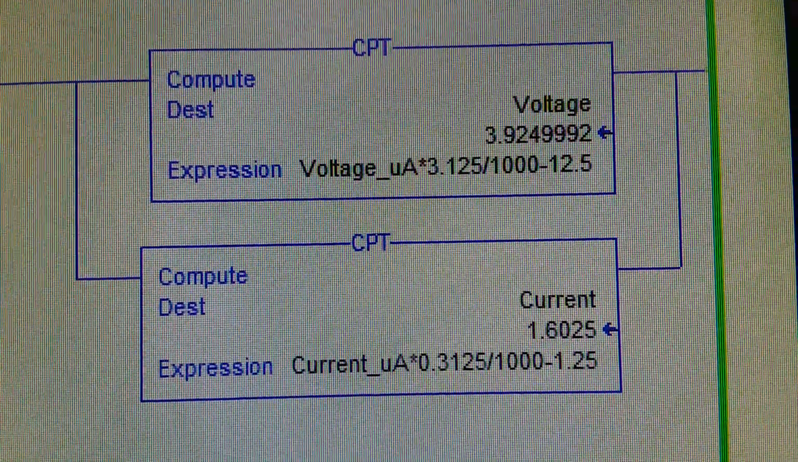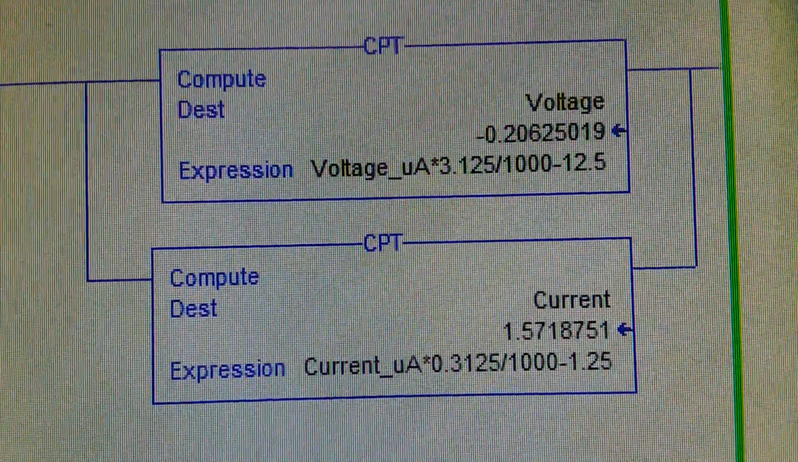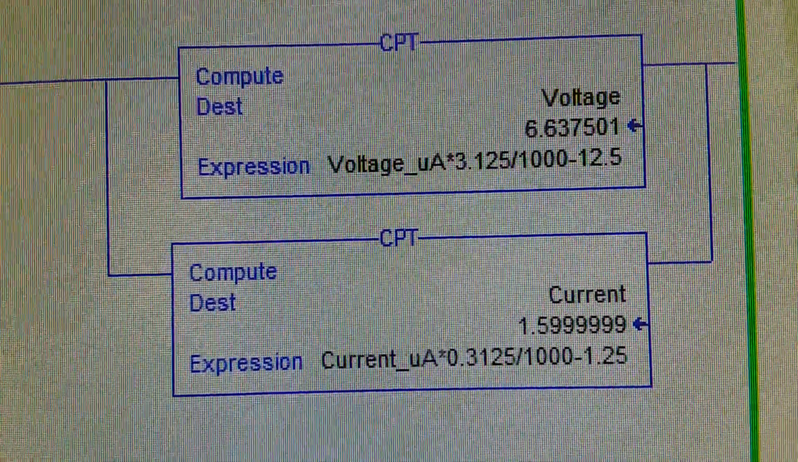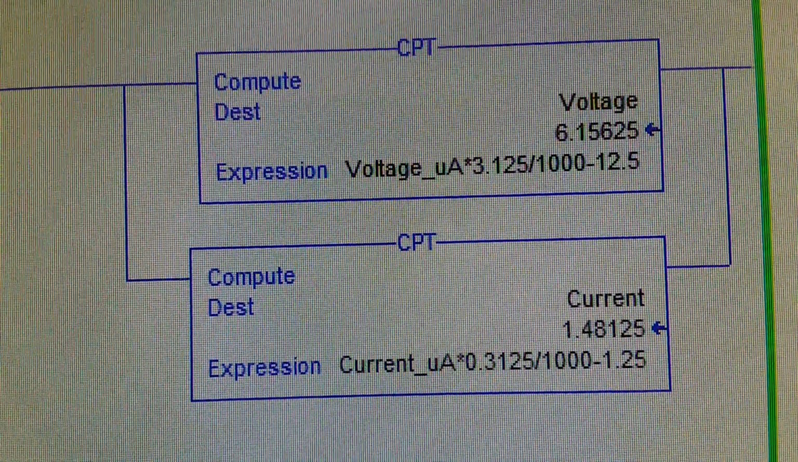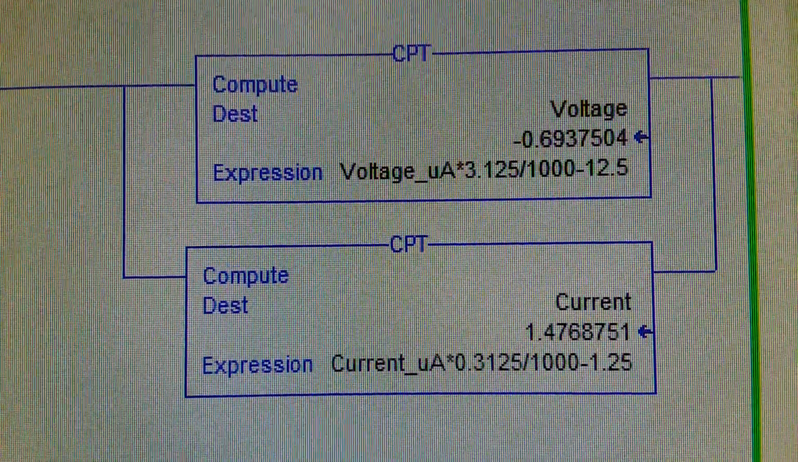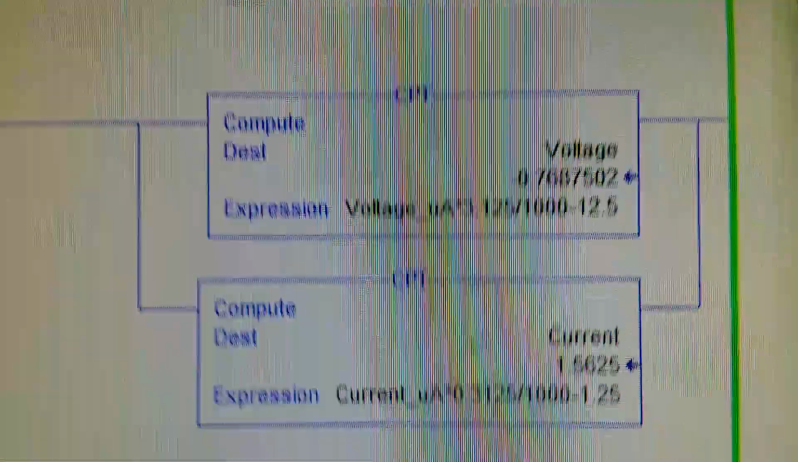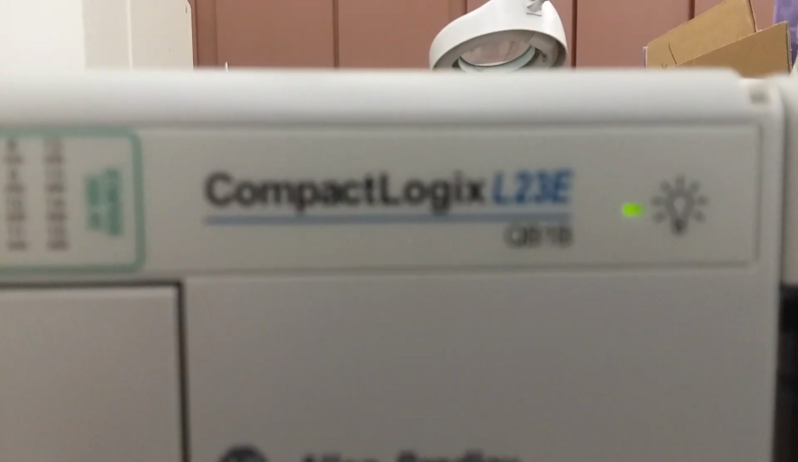Okay, so here are my scaling equations inside the ladder logic. Remember that the voltage is coming in, it's being converted to milliamps, and so I have to scale that. It's actually microamps on the converter. This is the CompactLogix PLC, and the one we're using is the L23E.